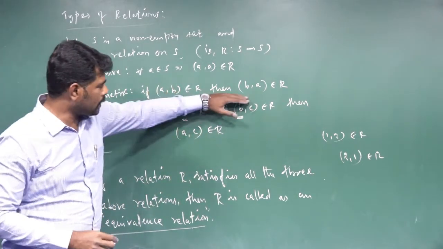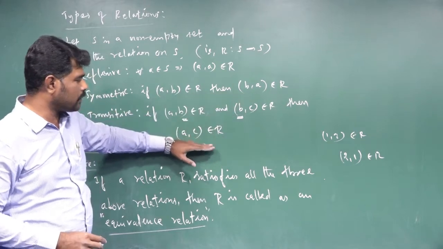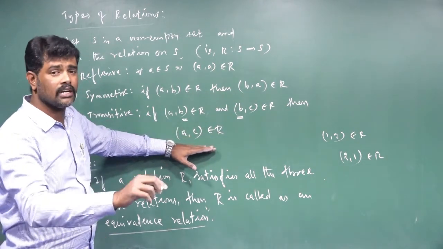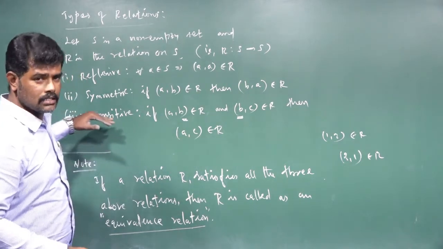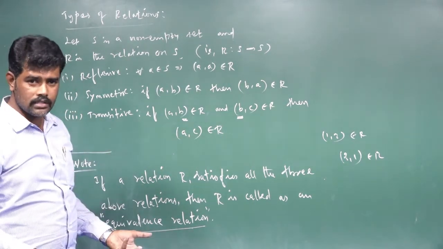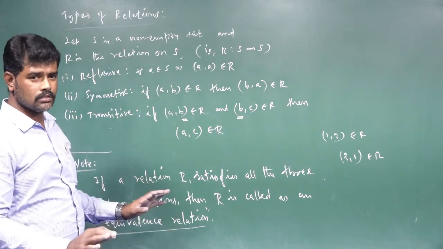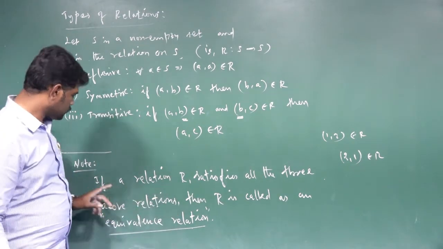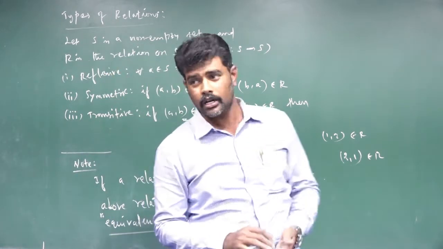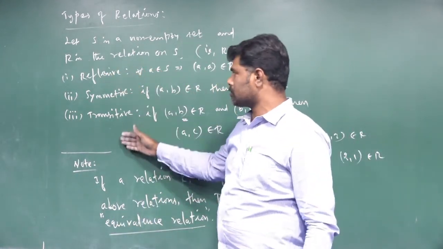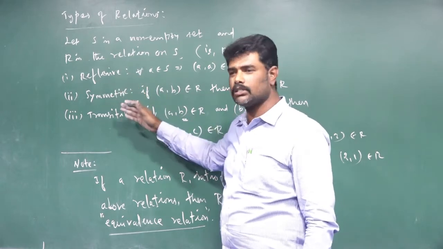So if these two pairs exist, then we should verify whether this pair exists in the relation R or not. If it exists, this is called transitive. If it does not exist, it is not transitive. That's all. Okay. Then note, suppose a relation R satisfies all these three cases: reflexive, symmetric, transitive.